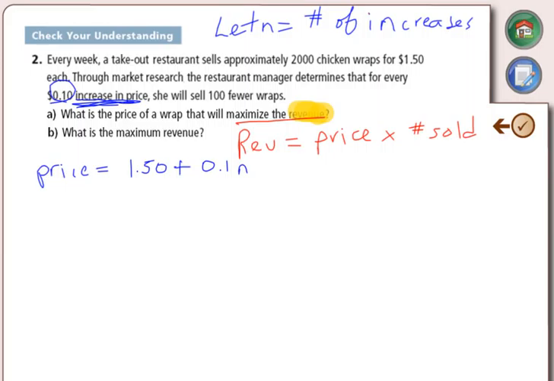Now let's look at the numbers sold. The number sold is going to be made up of the original, 2,000. But this time it's going down. You're selling fewer wraps. So every time you have an increase, it goes down by 100 for every increase that you made.